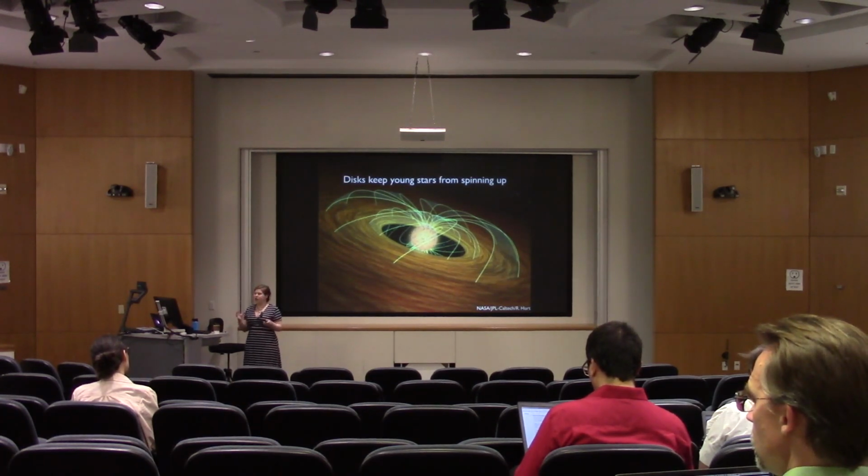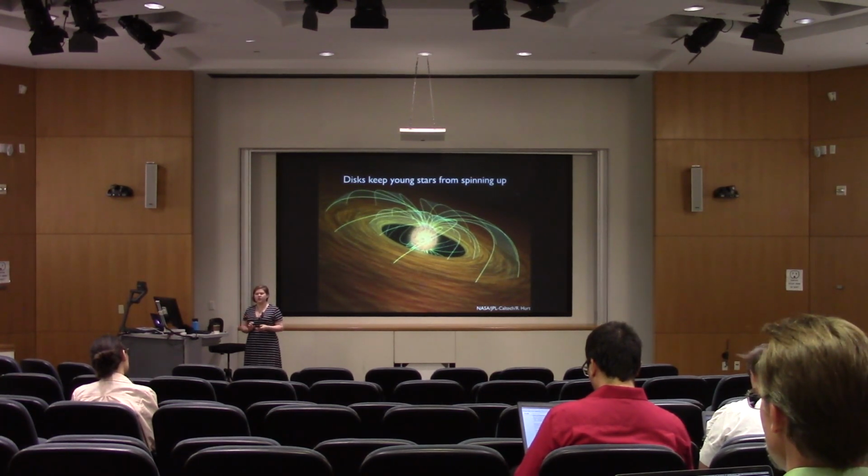As the star contracts, to conserve angular momentum, it should spin faster, but if it can transport angular momentum to its disk, it can contract without spinning up at all. And so this is usually what's used to explain the 1 to 10 day distribution of periods in very young clusters, that the rapid rotators had lost their disks earlier.